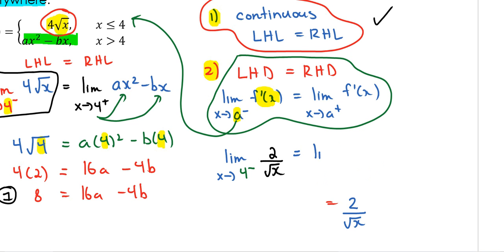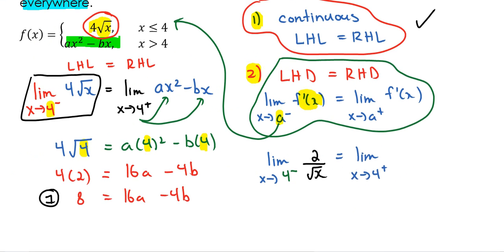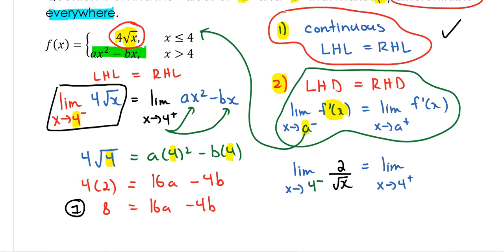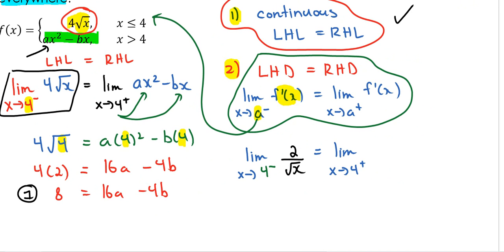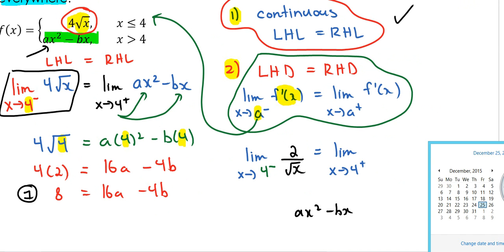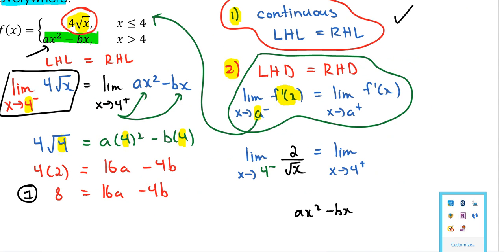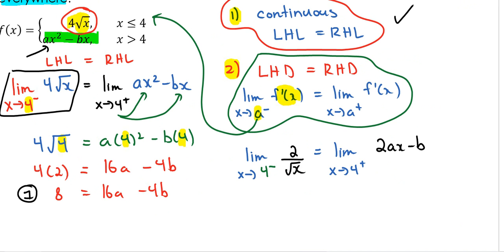equals the limit as x approaches 4 from the right hand side. And if I'm approaching 4 from the right hand side, I'm working with this parabola right here, ax squared minus bx. So if I have ax squared minus bx, if I take the derivative of that, that's going to be 2ax minus b. All right, so that statement right there shows you that my left-hand derivative equals my right-hand derivative. And once again, we can just do a direct substitution here.